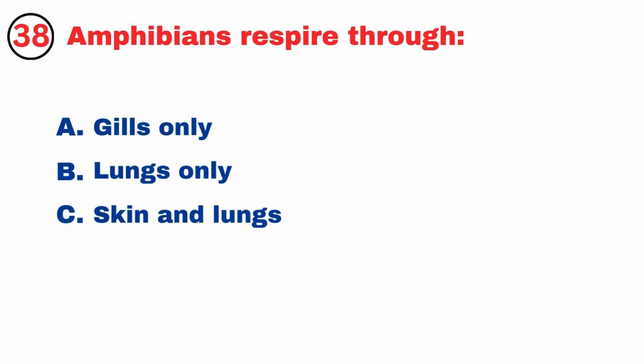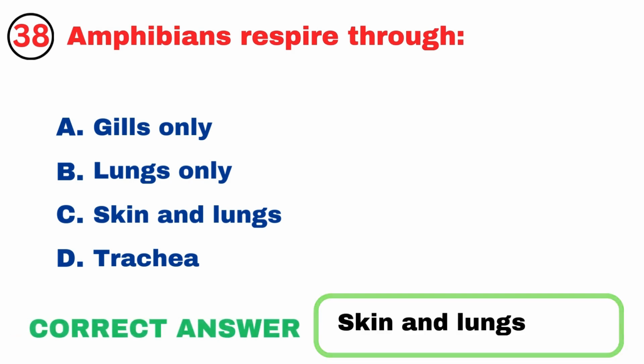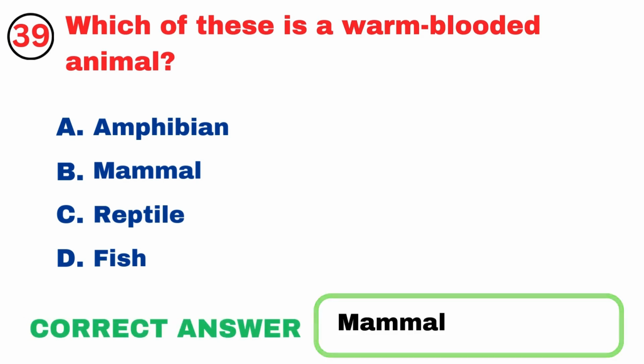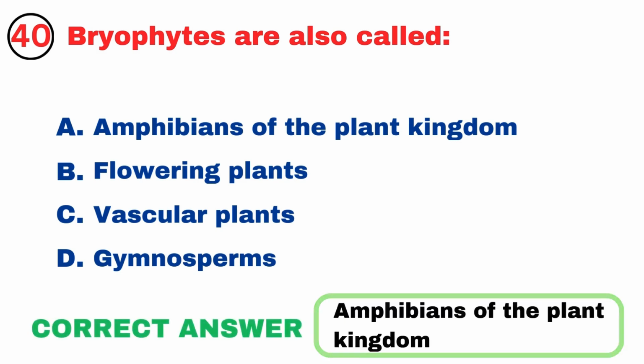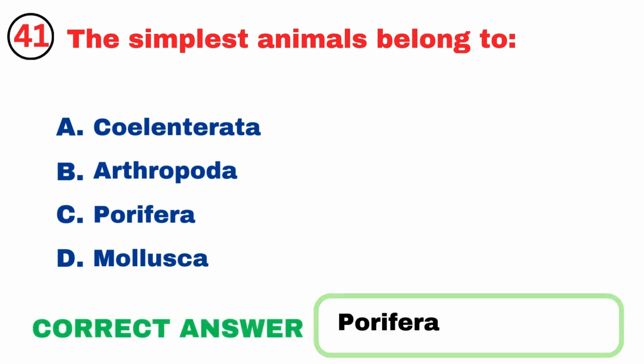Amphibians respire through skin and lungs. Which of these is a warm-blooded animal? Mammal. Bryophytes are also called amphibians of the plant kingdom. The simplest animals belong to Porifera.